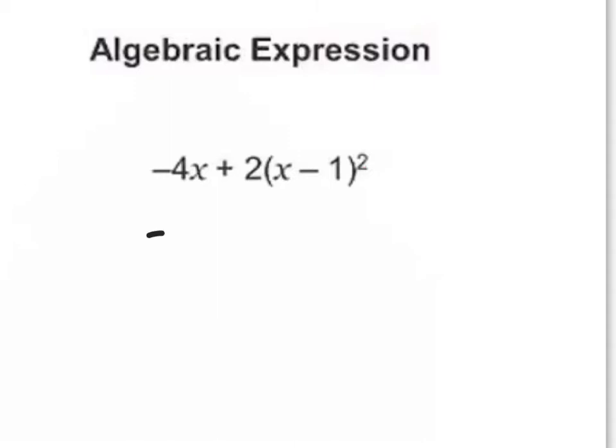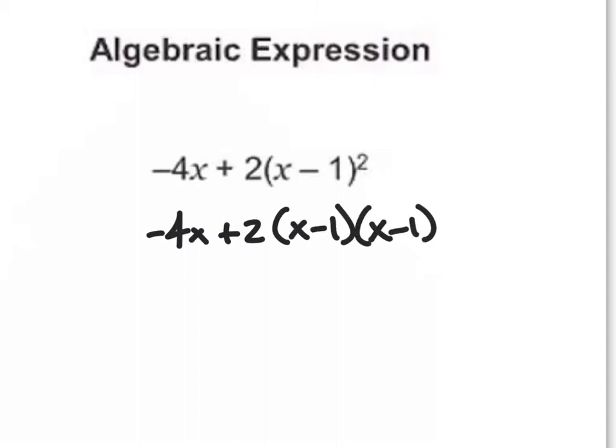So let me rewrite this. Negative 4x plus 2 times x minus 1 times x minus 1, and that's me squaring it. I'm taking this and multiplying it by itself twice. So when I have that, I have to multiply it out. I have to FOIL it. So I'm going to get negative 4x plus 2, and then I'm going to put a big parenthesis here because I'm going to multiply all this stuff out.